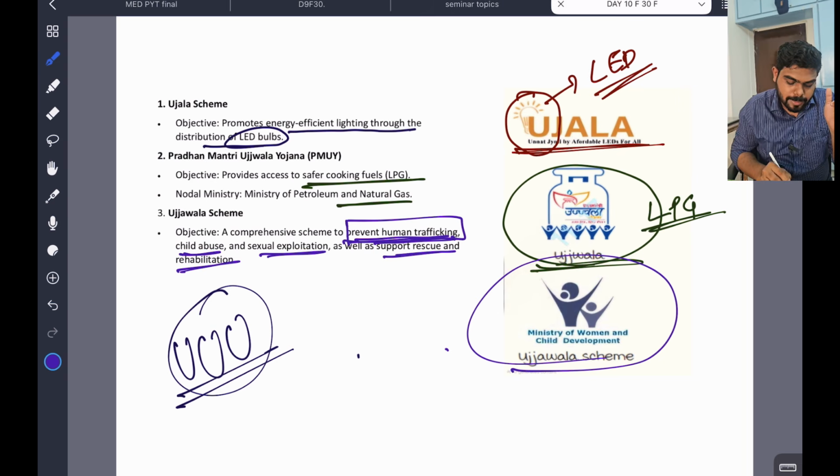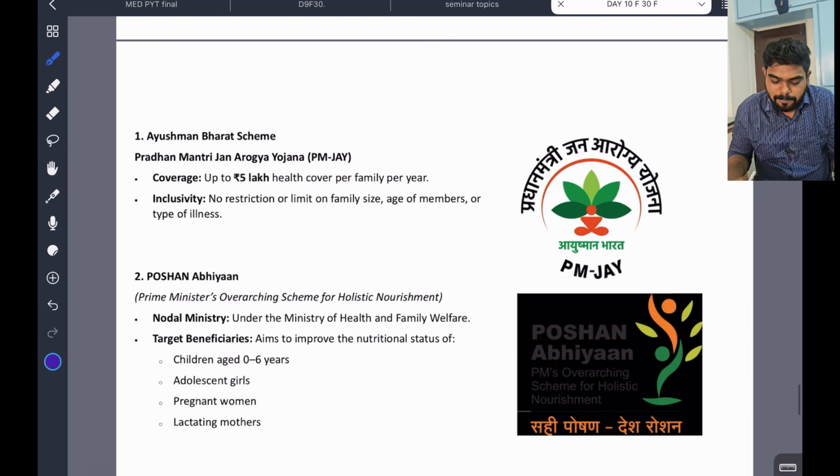So the similar looking names: Ujala is light, LED; Ujjwala is fire, LPG; and Ujjavala, whatever the pronunciation, I'm a little weak with pronunciation, is human trafficking, woman and child theft, or sexual exploitation, prevention, rehabilitation, and care. This is very important. These three they are regularly asking. You should know this. Now I come to some more.